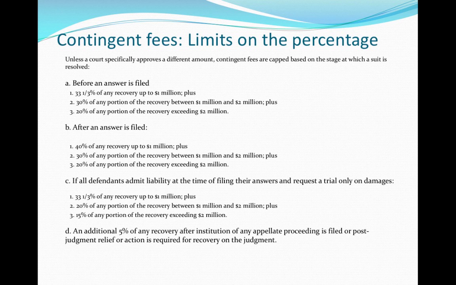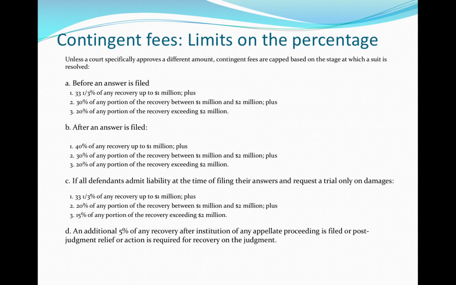Now, I mentioned that there are guidelines about the percentages, and these are the actual guidelines of the rules, and they are tied to both amounts of recovery and where we are in the process of a lawsuit. So contingent fees that are due because the case ends before an answer is filed are limited to 33 1/3% of any recovery up to $1 million, plus, if it goes over $1 million, 30% of the amount between $1 million and $2 million, and if it goes above $2 million, 20% of anything else. That's before an answer is filed. So that's at the very, very beginning.